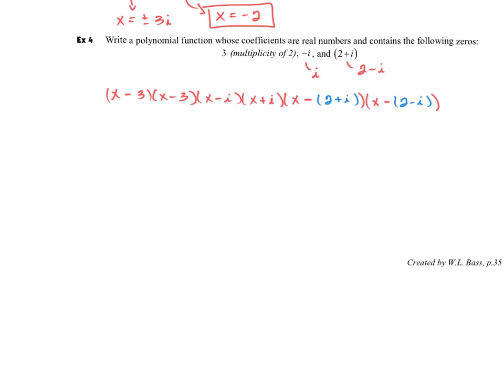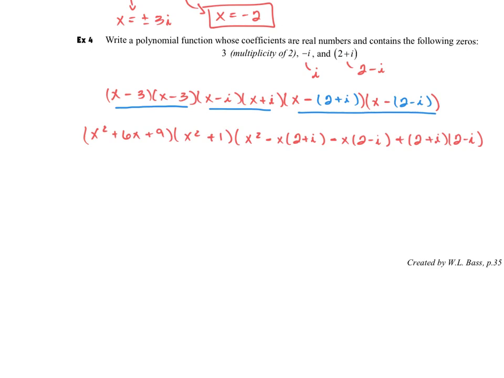Now, what we're going to do is we're going to start doing some foiling, and I'm going to prompt you. I'm going to tell you which ones I want you to FOIL, and then I'll have you check. So I'm going to want you to FOIL these two. I want you to FOIL these two, and I want you to FOIL these two. So pause the video, FOIL those, and then see if you get the same things that I do. Okay, let's take a look.